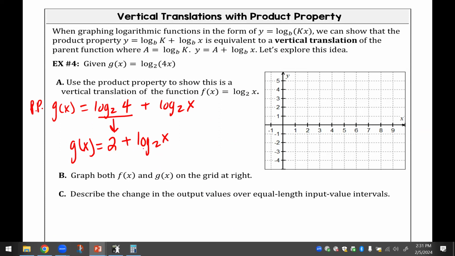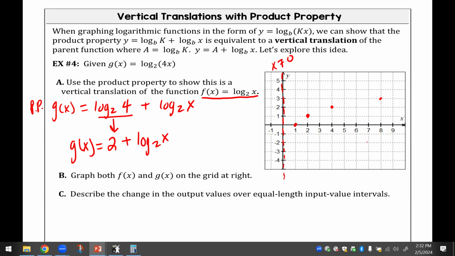Okay, so now we're going to graph both. We're going to graph our parent function, which is f of x equals log base 2 of x. In order to graph that, remember that logs have vertical asymptotes at x equals 0. When I'm plotting my points, it has an x-intercept at 1, 0. And then for 2, it's going to be 2, 1, 4, 2, and 8, 3.